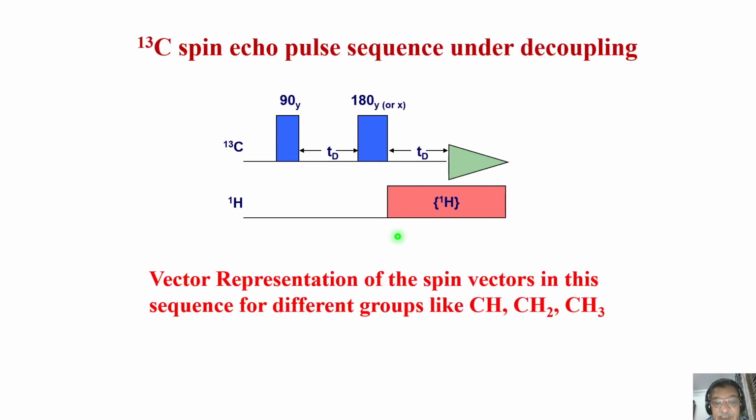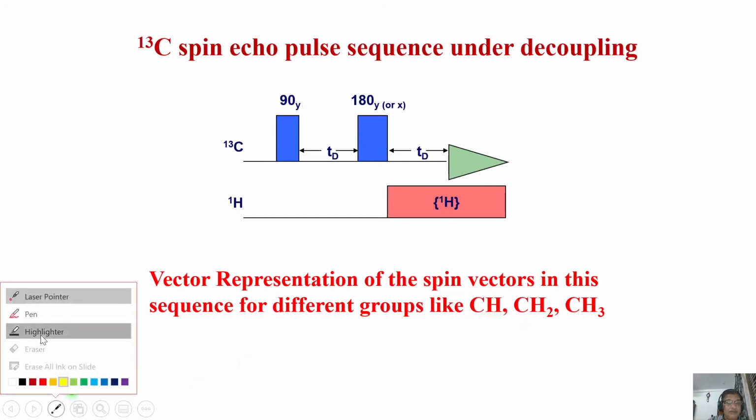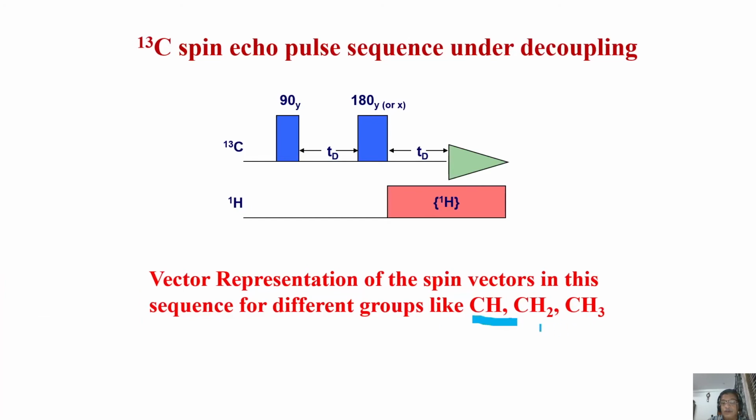Now I will represent these spin vectors, and what happens for different pulse sequences, like we explained for spin echoes in the previous example. You can try this: what happens to different carbons which are attached to different protons, like CH carbon, CH2 and CH3. All those things can now be discussed like this. For example, you will see how CH, CH2 and CH3 carbons evolve in different parts of the pulse sequence as a function of time.